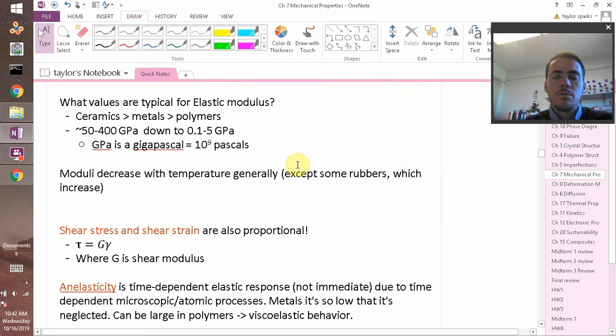Okay, so what are some typical values that you can expect for Young's modulus, or this elastic modulus? It's the same thing. Ceramics are typically something like 50 to 400 gigapascals. A gigapascal is a billion pascals, 1 times 10 to the ninth. For metals, it's going to be less, maybe a few hundred gigapascals down to the megapascal region. And for polymers, it can be something like 0.1, so 100 megapascals, up to maybe 5 gigapascals, depending on your polymer. So ceramics tend to be the stiffest, polymers tend to be the most compliant, and metals typically are in the middle, okay?